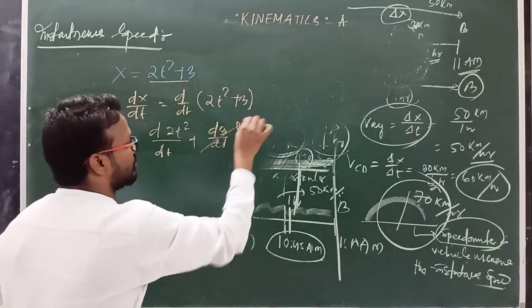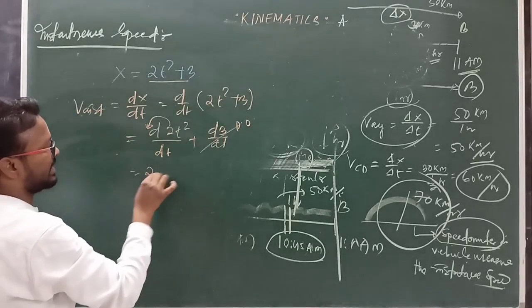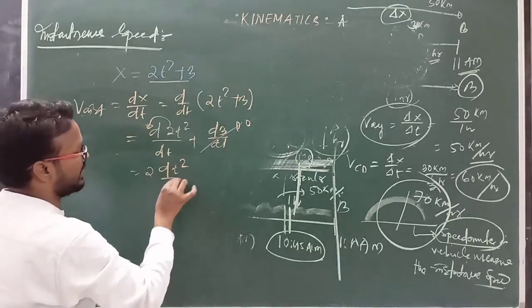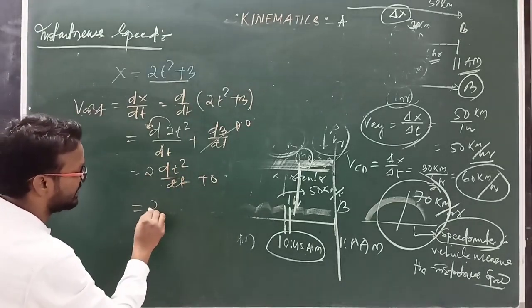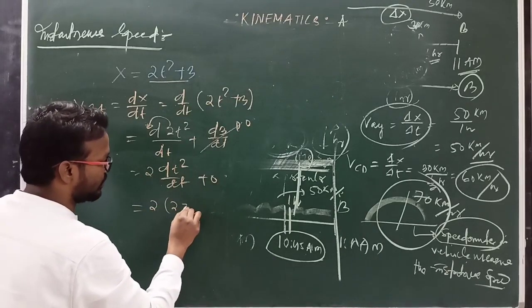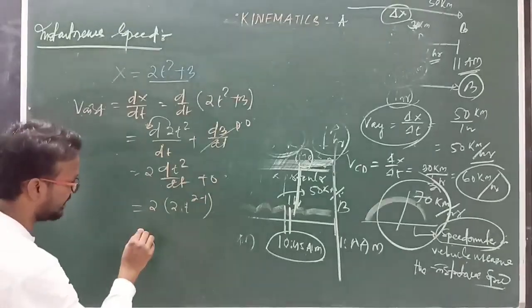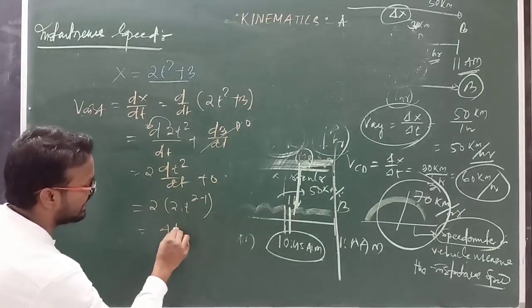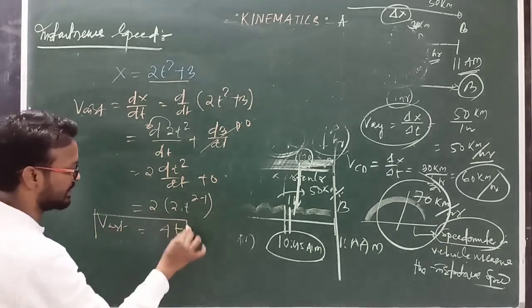The differentiation of a constant quantity is equal to 0. Then we can write, 2 is constant, so we can take it out: 2 into d of t square by dt plus 0. And for t square, the derivative of x to the power n is n times x to the power n minus 1, that is 2t to the power 2 minus 1. Clear? So 2 into 2t, that is 4t. This is the answer. This is known as the instantaneous speed.